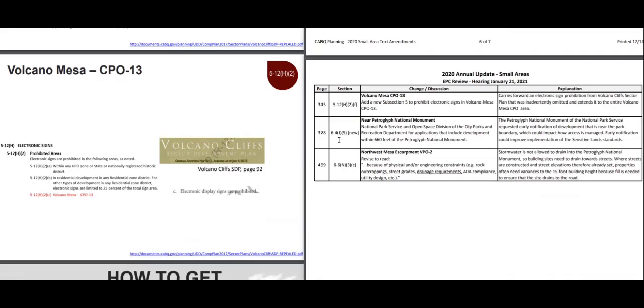That would be a new subsection in the IDO that talks about agency referral. So when an application is made, this is a section that tells us who we're required to notify in terms of like agency commenters. And so this would read, National Park Service and Open Space Division of City Parks and Recreation Department shall be notified essentially for applications that include development within 660 feet of the Petroglyph National Monument.